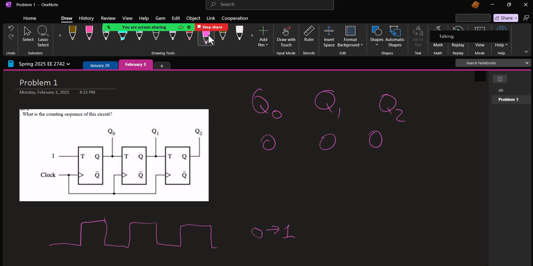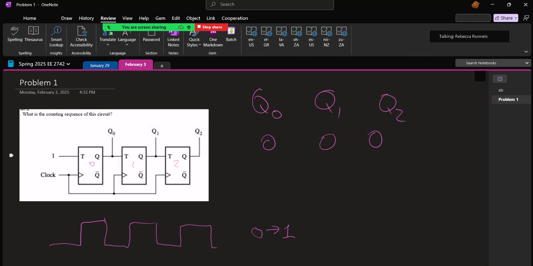Now, what is my input into, I'll call this one 0, 1, and 2. What's my input into the first T flip-flop? It's 1, and what does that mean for a T flip-flop? So for a T flip-flop, let's remind ourselves what a T flip-flop does.